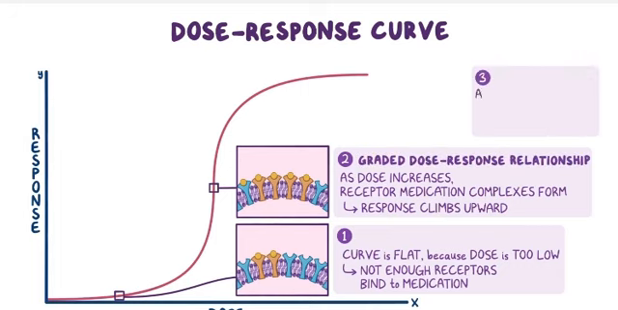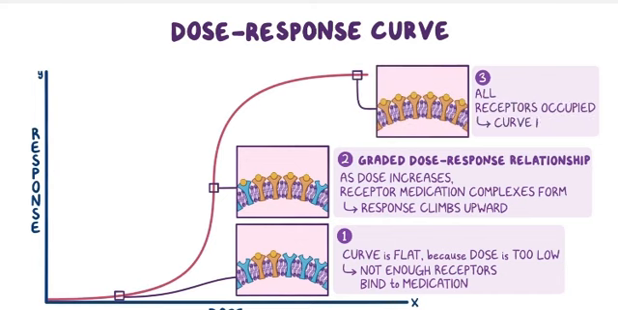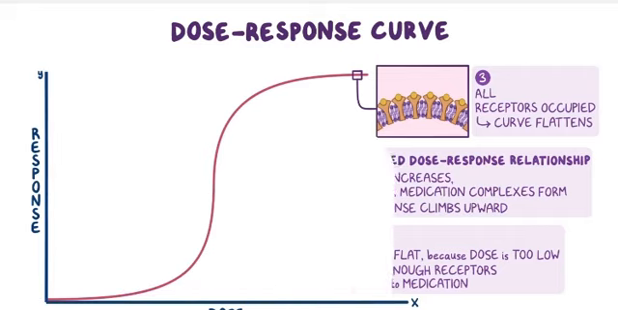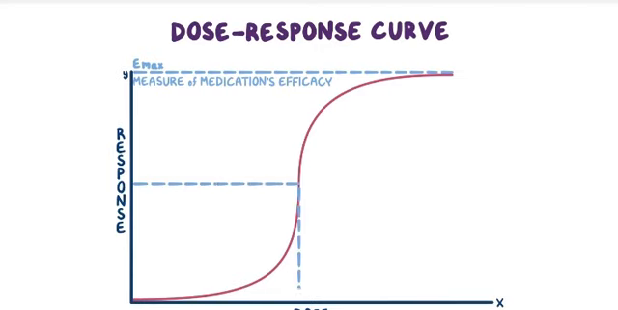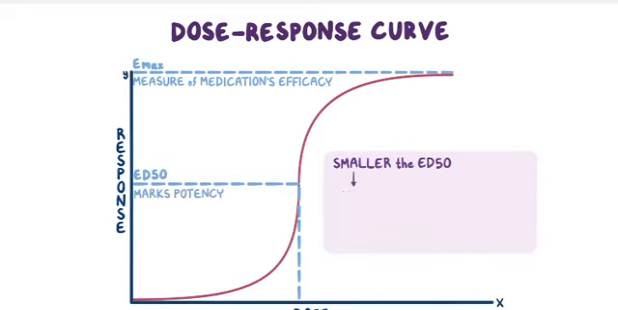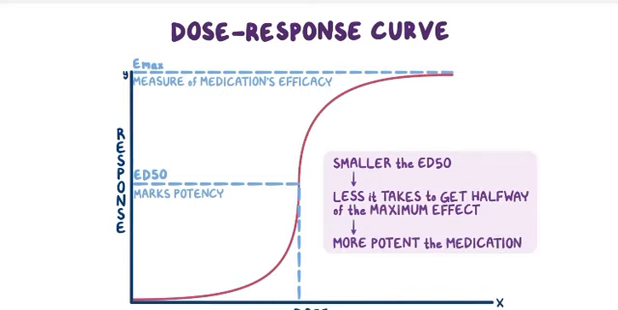Eventually, we reach a point where all the receptors get occupied, so the curve starts to flatten out. Now, the point where all the receptors are occupied is where the maximum response or effect, abbreviated as Emax, is achieved, which is a measure of the medication's efficacy. Now, if we move to the point where 50% of the maximum effect is produced, the effective dose of the medication producing this effect, known as ED50, marks its potency. So, the smaller the ED50, the less it takes to get halfway of the maximum effect, so the more potent that medication is.